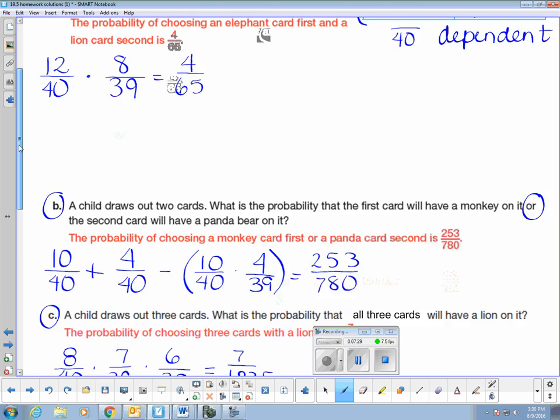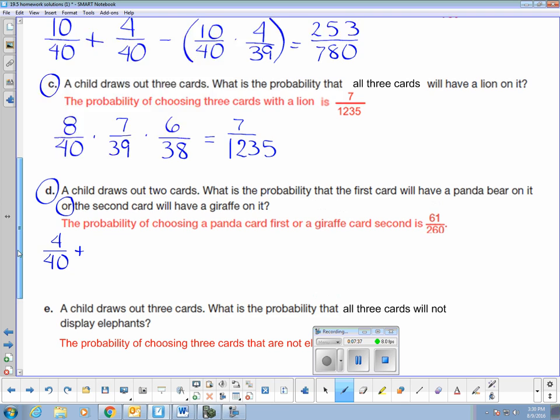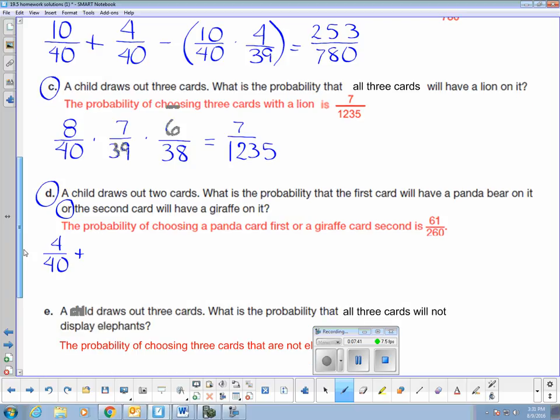So we have 4 panda bears out of 40 cards, plus the second card is a giraffe. There are 6 out of 40 cards that have a giraffe, minus the probability of event A and then B. So the probability of event A is 4 out of 40, and then the probability of B happening is 6 out of 39, since I did not replace it.